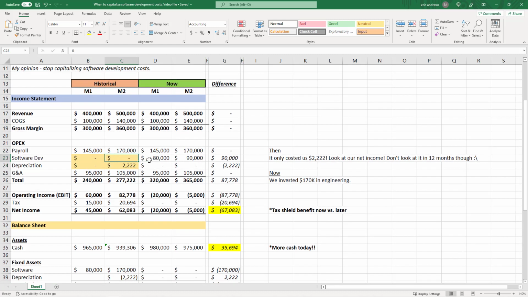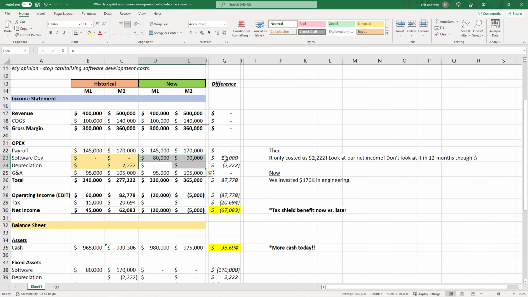So if you move down here, your total operating expenses, we're saying G&A, this is general and administrative, like miscellaneous operating expenses. We're saying, wow, look how low our OpEx was. We did all this software development, but because it's for the future, we only spent $2,000 if you think about it over the lifetime of the software. So for me, it's ridiculous. You know, we spent $170,000 in software development. We should just put it on the P&L. But in this situation, we basically only recognized $2,000 of it.